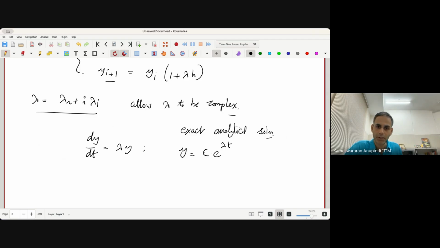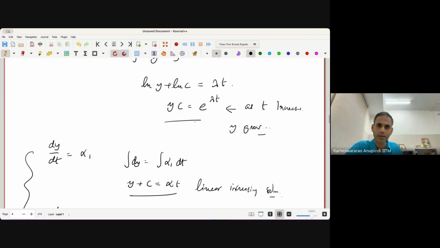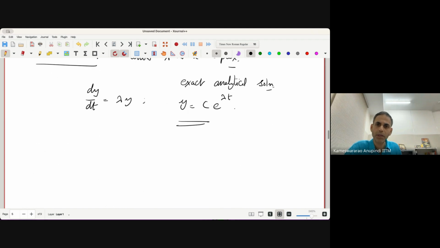That is the solution, right? I have written previously as yc equals e to the power lambda t. The c can be brought to the right hand side. So this is y equals c times e to the power lambda t. That is the exact analytical solution.